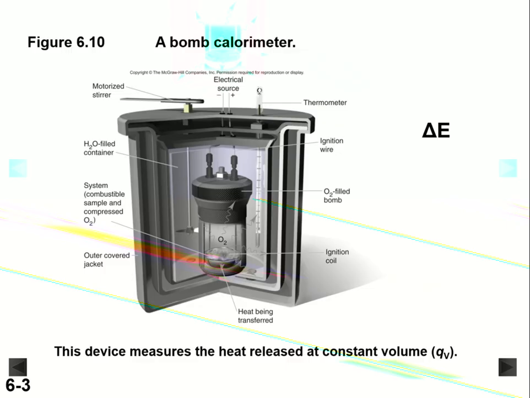So if there's no volume change, there's no PV work. So in the case of delta E is equal to Q plus W, in this process, there's no work involved, only heat. And so the heat release that you measure here is delta E.